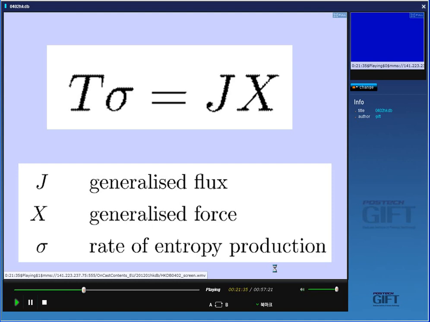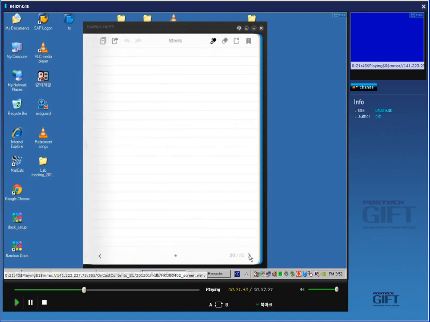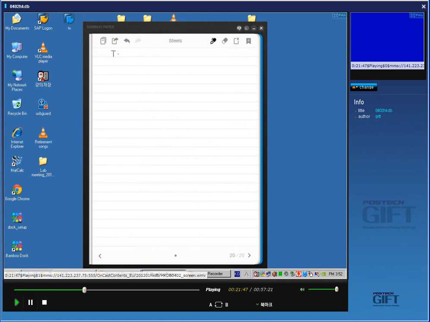So we have temperature times the rate of entropy production, T sigma, is equal to a flux, which we'll call J, multiplied by a force, which we will call capital X. Now, if I can write any process in this way, then I'm going to say that J will be proportional to X.